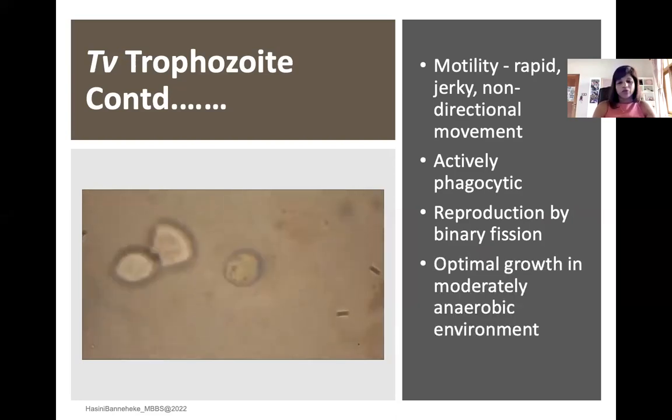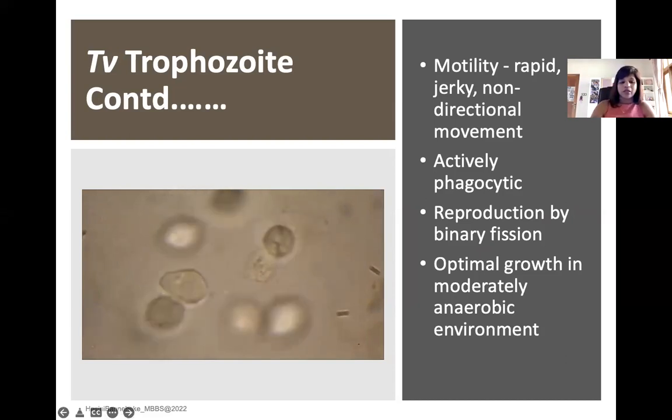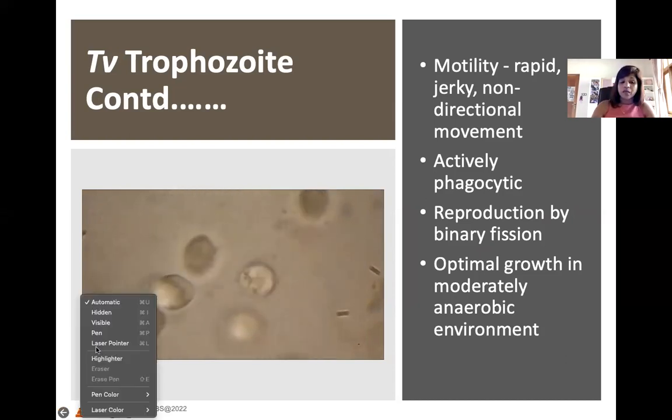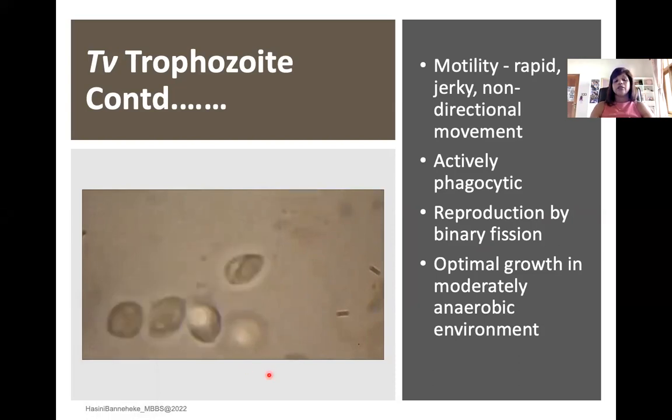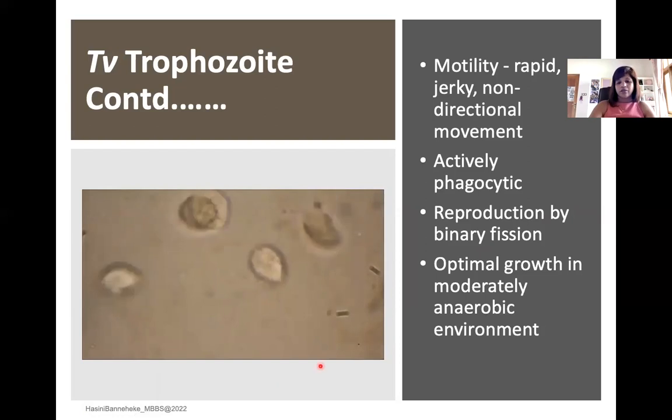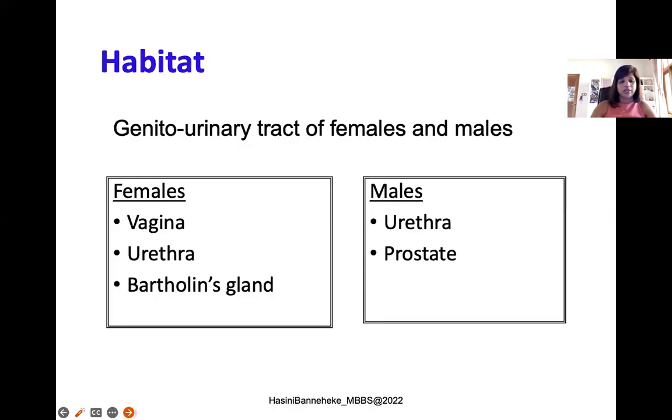And optimal growth, of course, is moderately anaerobic, in the sense that, as I said, this is in the genitourinary tract. Those areas generally have moderately anaerobic environments. So that's, I would say, their evolutionary fact. Okay, right. So moving on to the next slide.